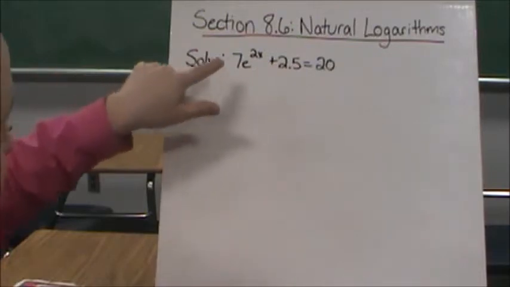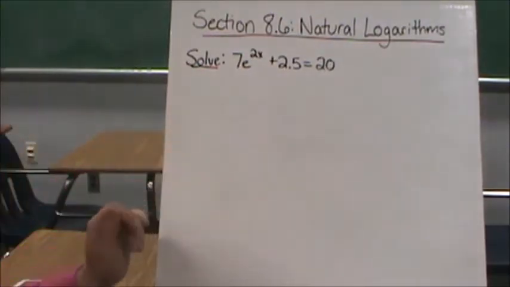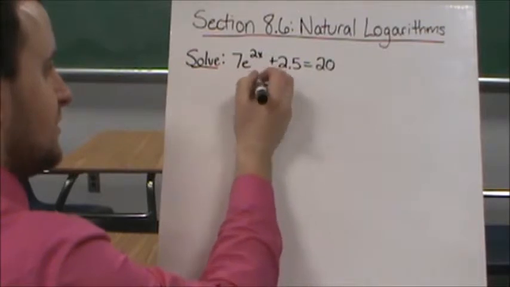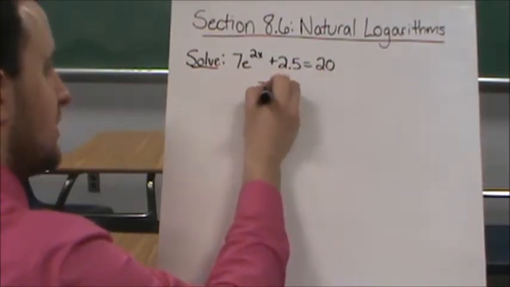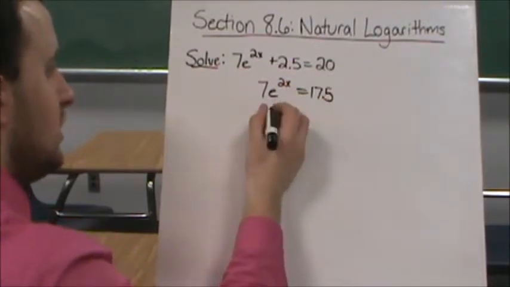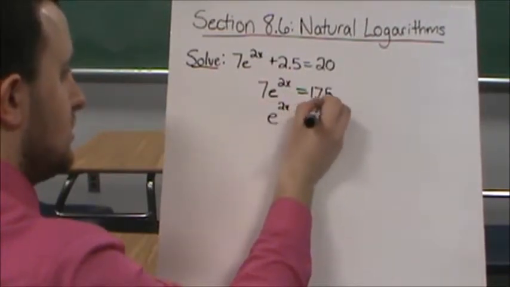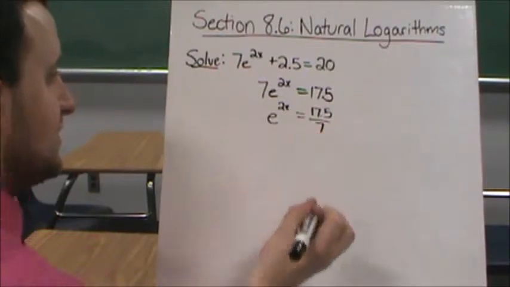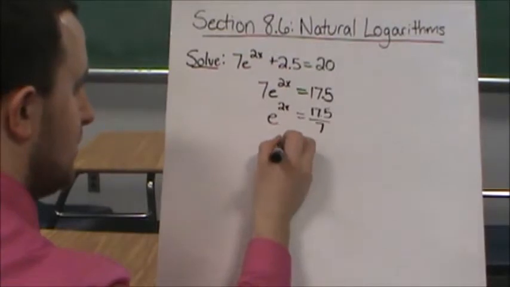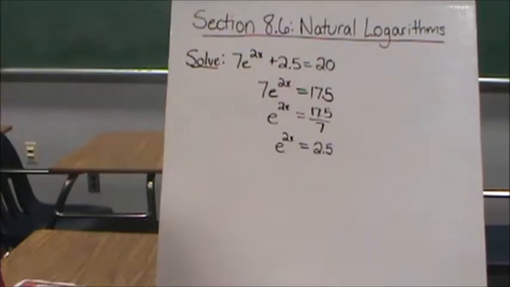So one example of solving these basic exponential equations is we have 7e to the 2x plus 2.5 equals 20. Looking to isolate the exponential part first. So to do so, we subtract the 2.5 over. Get 7e to the 2x equals 17.5. Then divide both sides by 7. You get e to the 2x is equal to 17.5 over 7. Well, if you divide 17.5 by 7, you get e to the 2x equals 2.5.